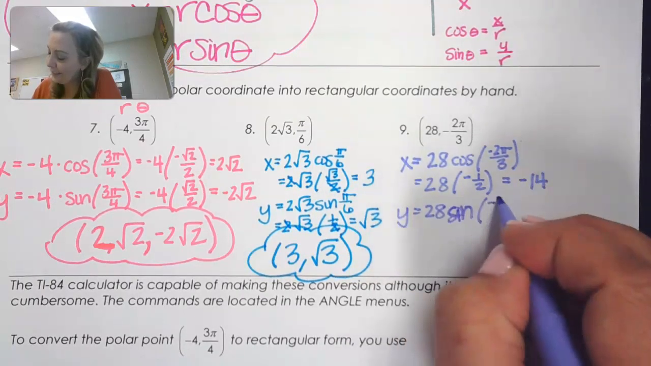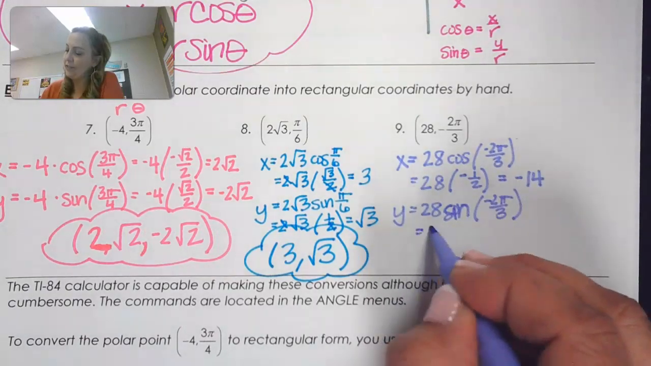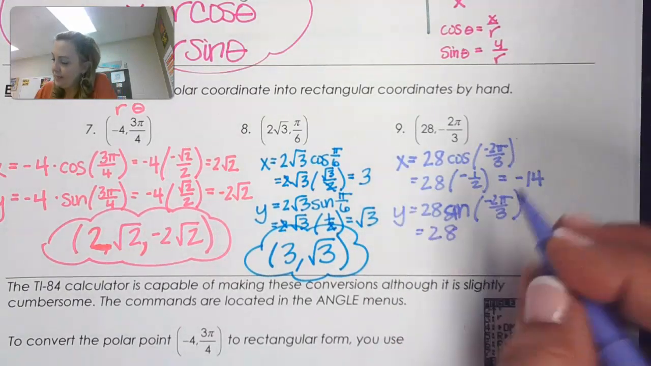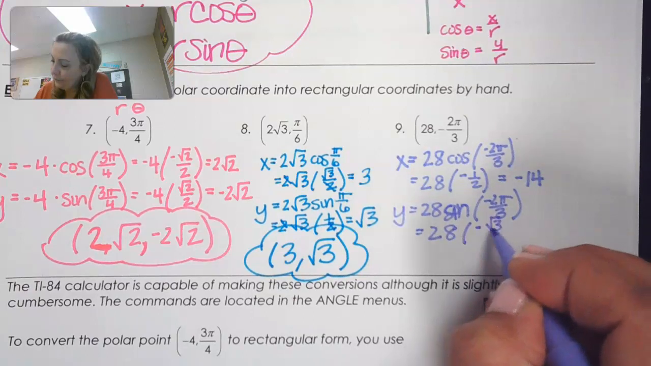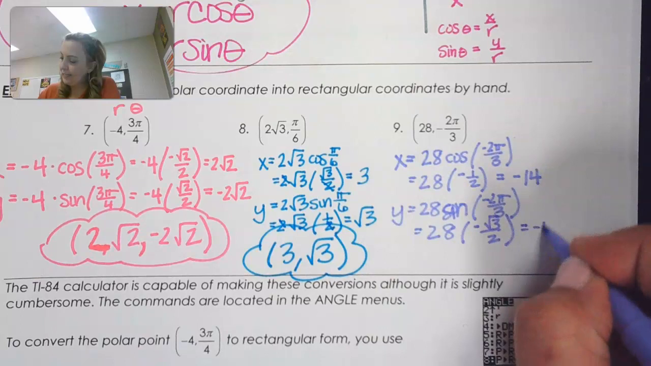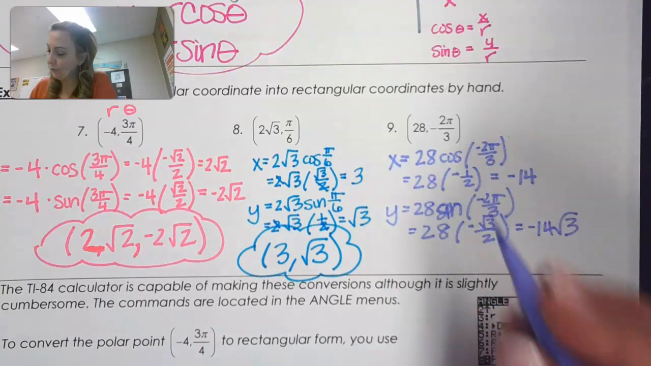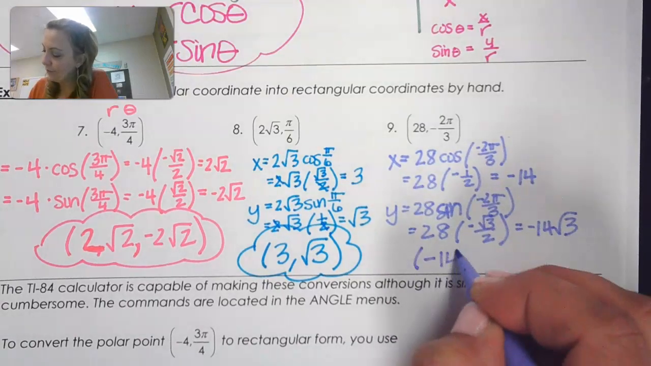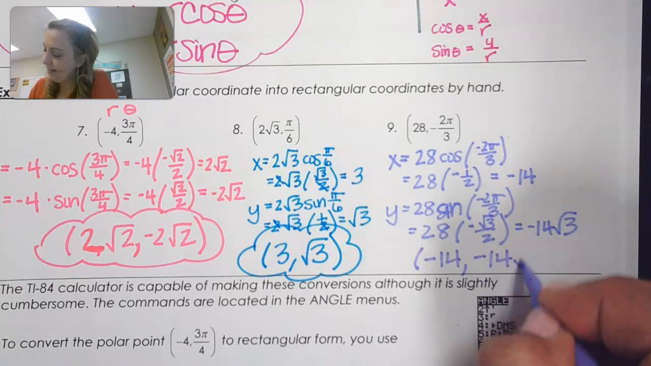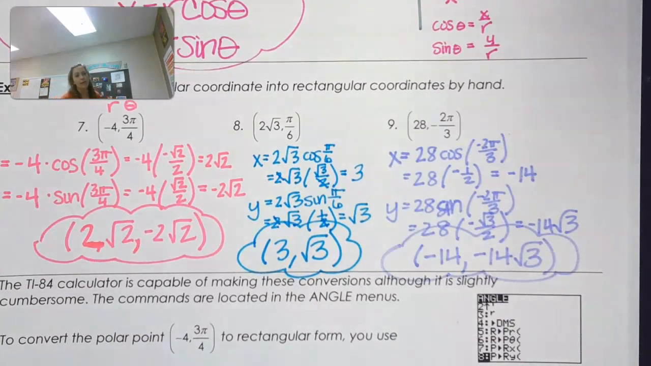times the sine of theta. So again, that's going to be in quadrant 3. And so that's going to be -√3 over 2. And if we cancel, that ends up being -14√3. So then my ordered pair is (-14, -14√3). Okay. So I think it's not too bad if you know your unit circle to do that by hand.